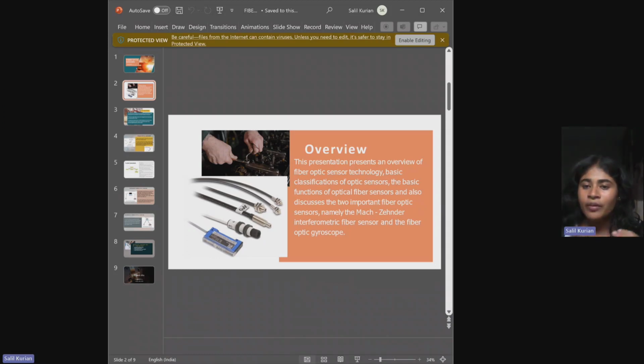So when we speak about this sensor, we know strands of glass can carry light over a great distance. The main two things are, it is insensitive to electromagnetic interference, and it has the inability to conduct electricity. These are the two main things.